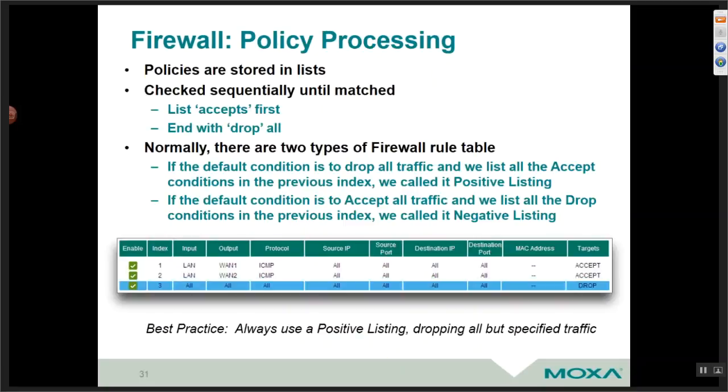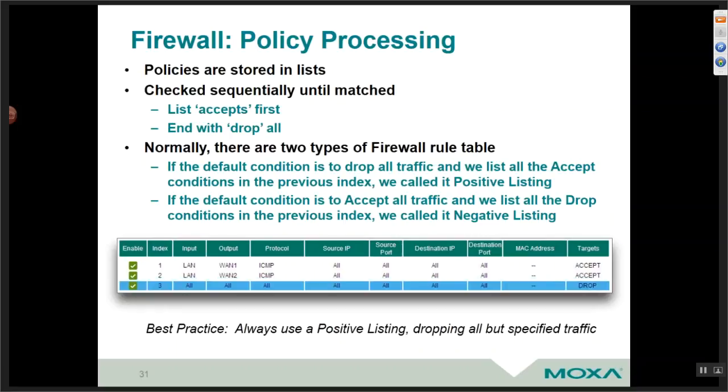So this is what an industrial firewall would look like in terms of policy processing. All of the firewall policies that you put in place are stored in lists or easy-to-see tables, and the firewall will go through them sequentially. Typically good practice is to list all the accepts first. So you say, I want to accept Modbus traffic, and I want to accept all traffic coming from this IP address. And then after that, you end with drop. So it'll accept those two things and drop any other traffic that's trying to come into your network.